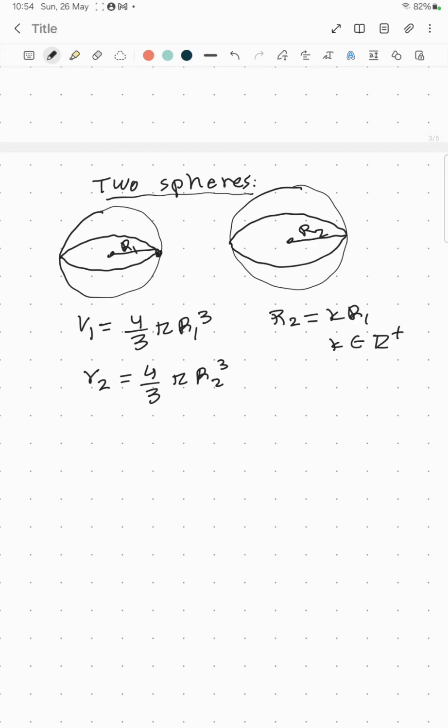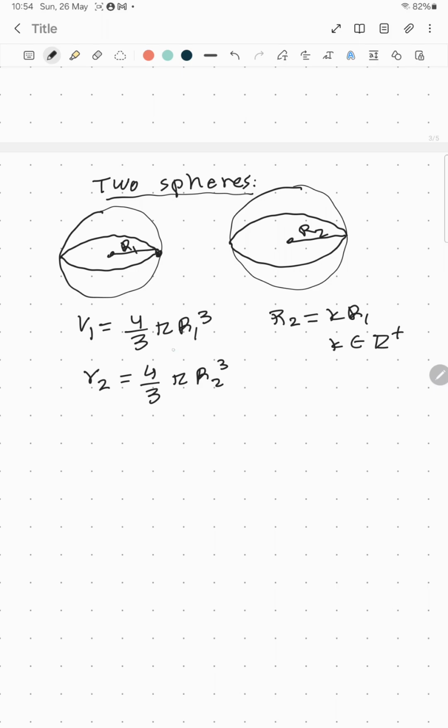We have two spheres. The first sphere here has a radius r1 and the second sphere has a radius r2. The formula for the volume of the first sphere is 4 divided by 3 times pi times the radius r1 raised to the power of 3, and similarly we write the formula for the volume of the second sphere.